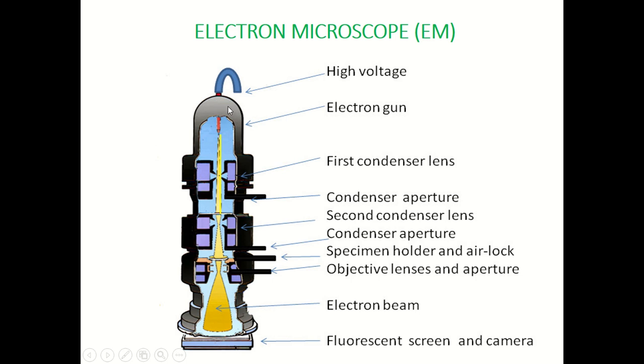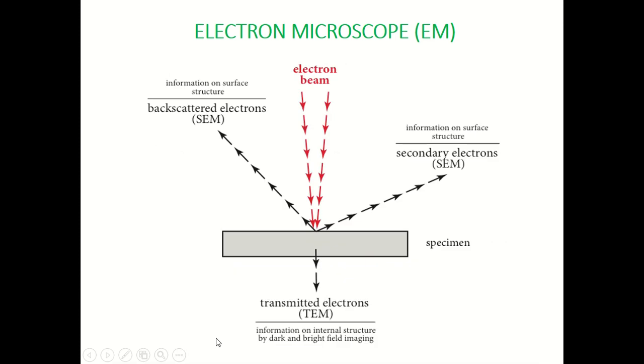Here we have the high voltage electric supply that is used to fire the electron gun. Then the first condenser lens, the condenser aperture here, the second condenser lens, and then the second condenser aperture, and the specimen holder. This is where you put your specimen. Here are the objective lenses, the electron beam, and also the fluorescent screen and the camera. So this is how they focus the electron beam.